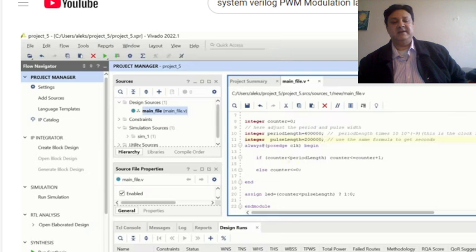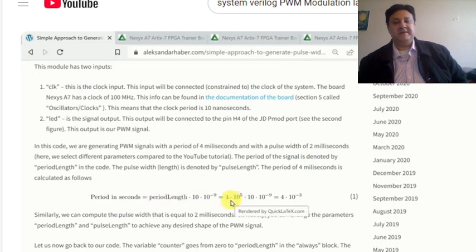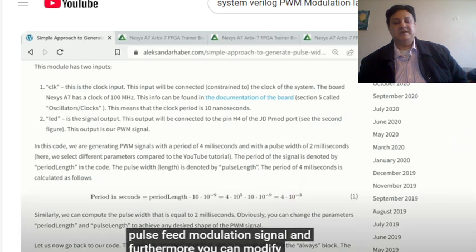Since we have over here in our code 4000 for our period length, basically, we have 4 times 10 to the 3 multiplying 10 to the minus 8, and that produces 4 times 10 to the minus 3. That is our 4 milliseconds. Similarly, we can compute the pulse width that is equal to 2 milliseconds. Obviously, we can change these parameters, period length and pulse length, to achieve the desired shape of the pulse width modulation.